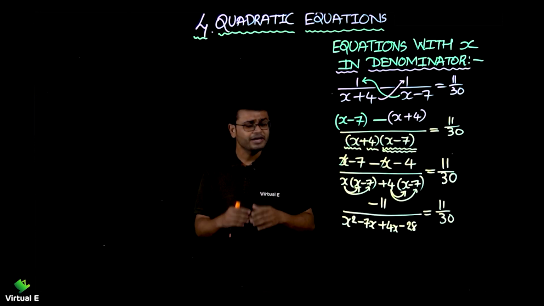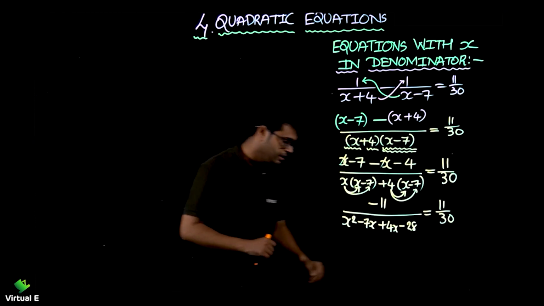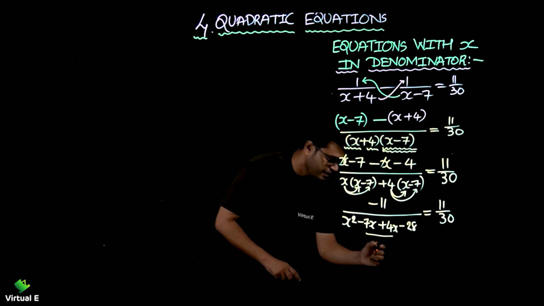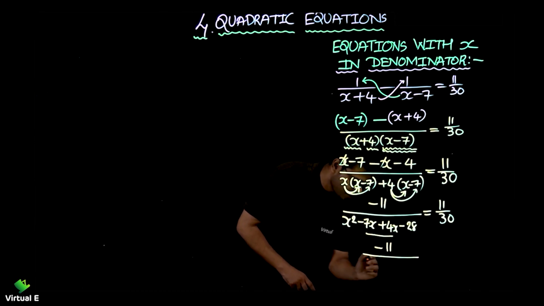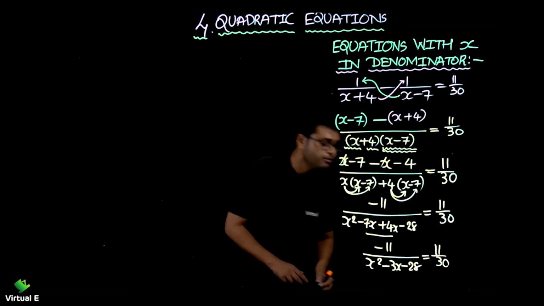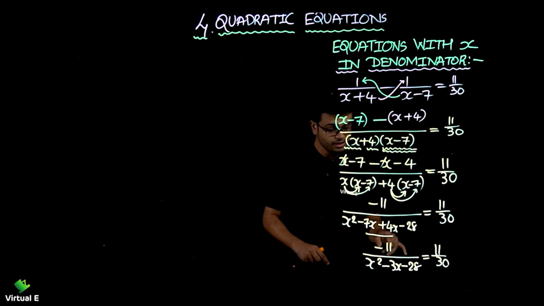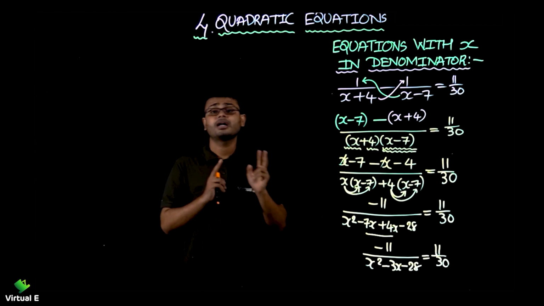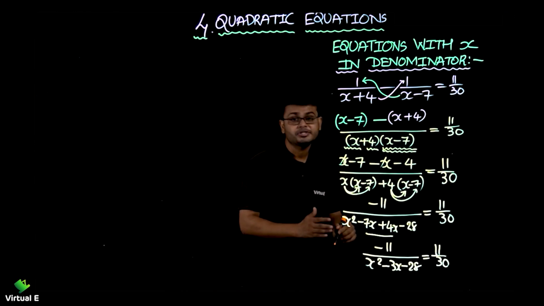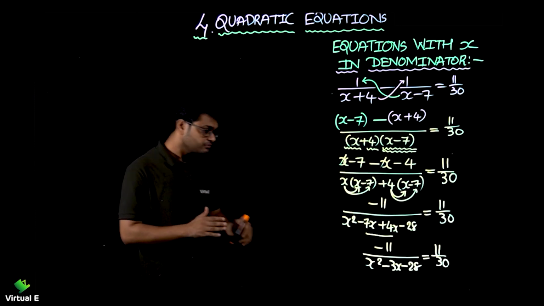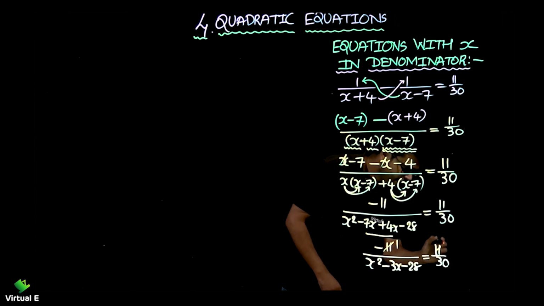Done. Can we simplify further than this? Yes, we can. Minus 7x and plus 4x, they are like terms. So let's simplify. Minus 11 over x square minus 3x minus 28 is equal to 11 over 30. Now you can see that minus 11 is on the LHS and also on the RHS, and they both are in numerator, so we can do cancellation if they are both in numerator or if they are in denominator.